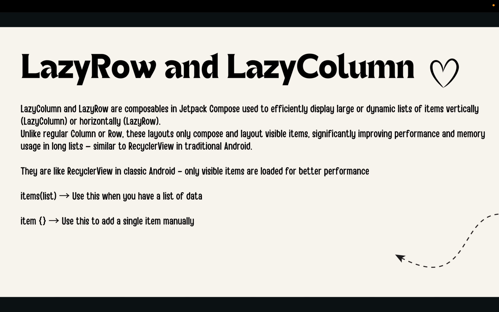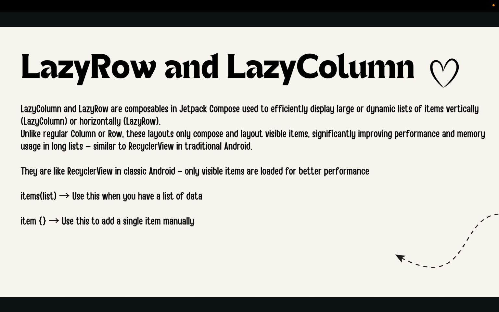So what is the lazy thing? Because we already know about the row and the column. So what are row and column? Suppose we have multiple items and I want to arrange them all in a vertical manner, we can use the column. And if I want to set the multiple items in a horizontal manner, then we can use the row. So that's a very simple thing.